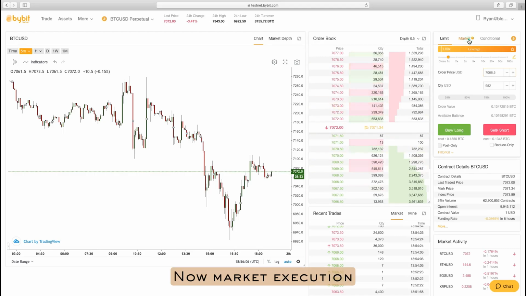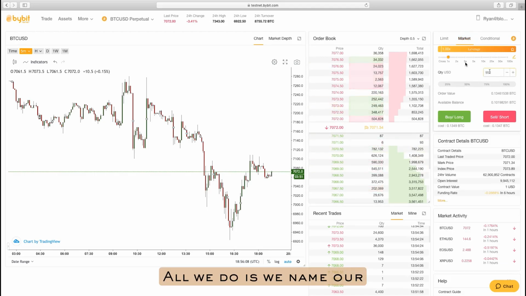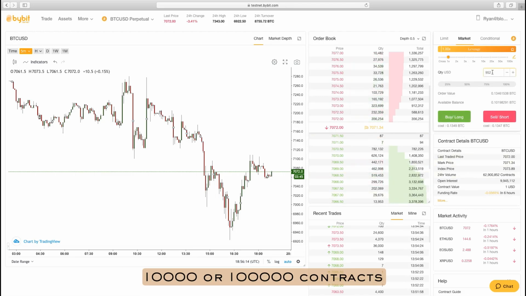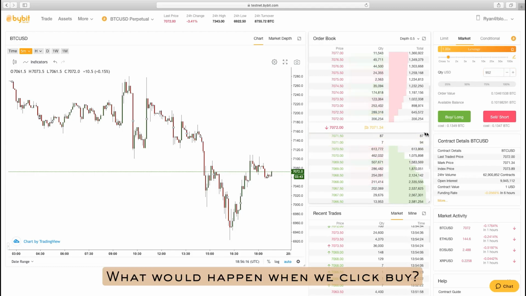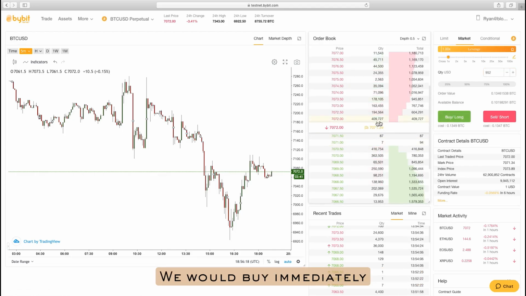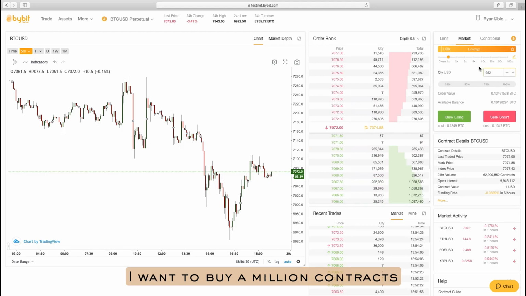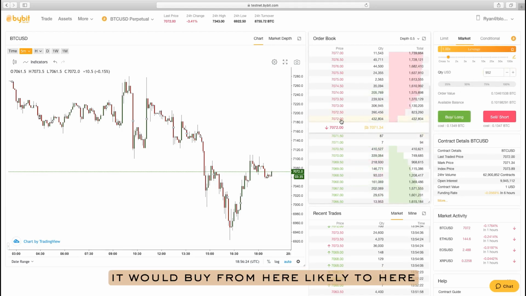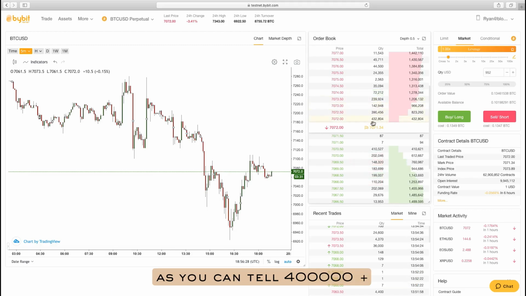Now, market execution, all we do is name our quantity. We hit buy or sell, and immediately, let's say we're looking to buy 10,000 or 100,000 contracts, what would happen when we click buy? We would buy immediately what was available. So say in this case, I want to buy 1 million contracts. If I hit buy right away, it would buy from here, likely, all the way up to here. Because currently, as you can tell, there's almost 400,000, 300,000 or so, of available contracts to sell.